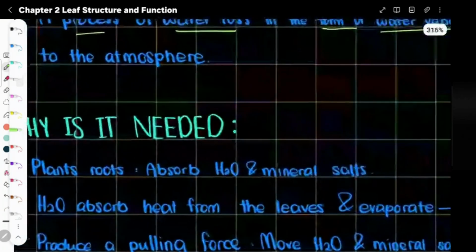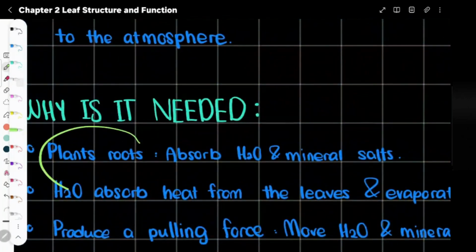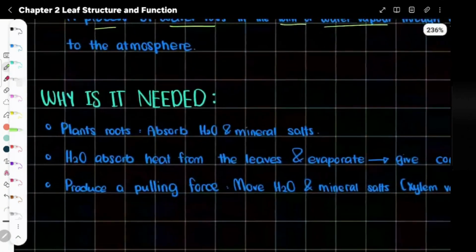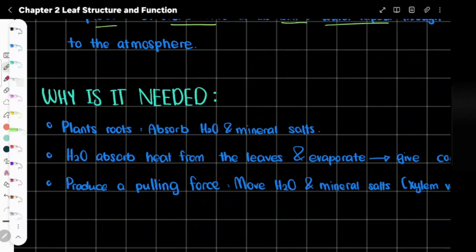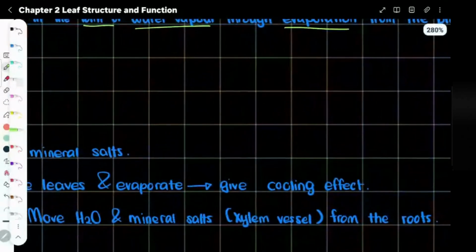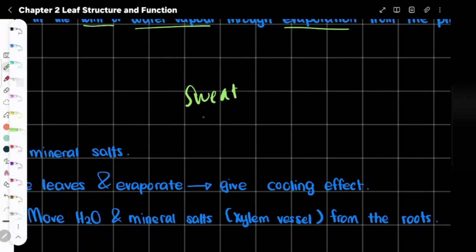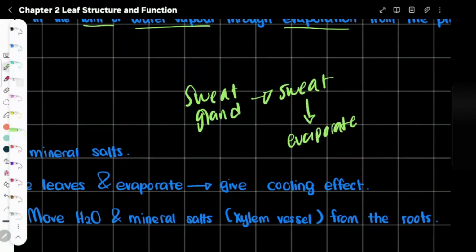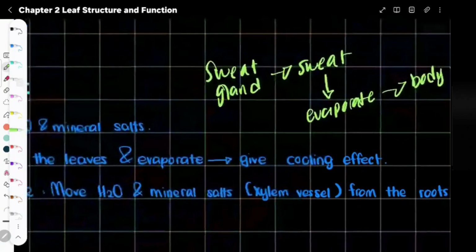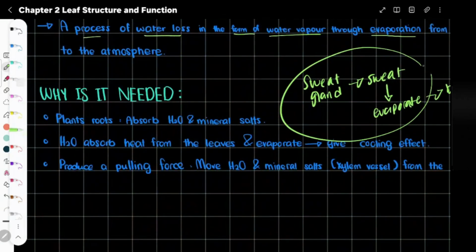Now, why do you need transpiration? First of all, for the plant roots, it makes them absorb water. Second, the water absorbs heat from the leaf and will evaporate, giving a cooling effect. Common sense. It's like sweat. Our body produces sweat from the sweat glands, and then the sweat will evaporate and lower our body temperature. The same function applies here.